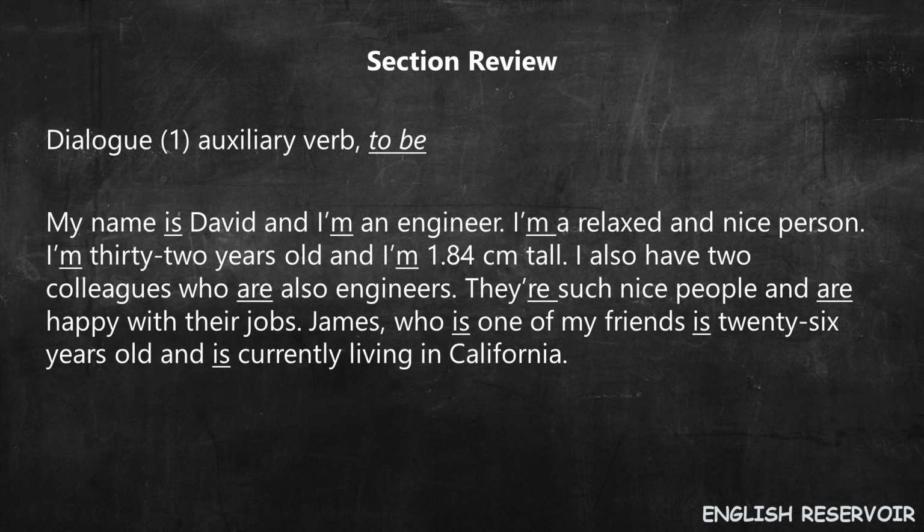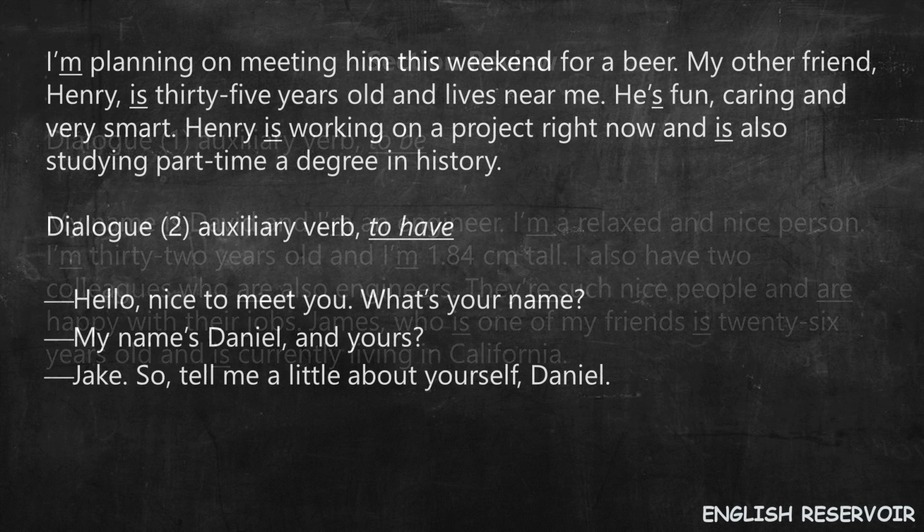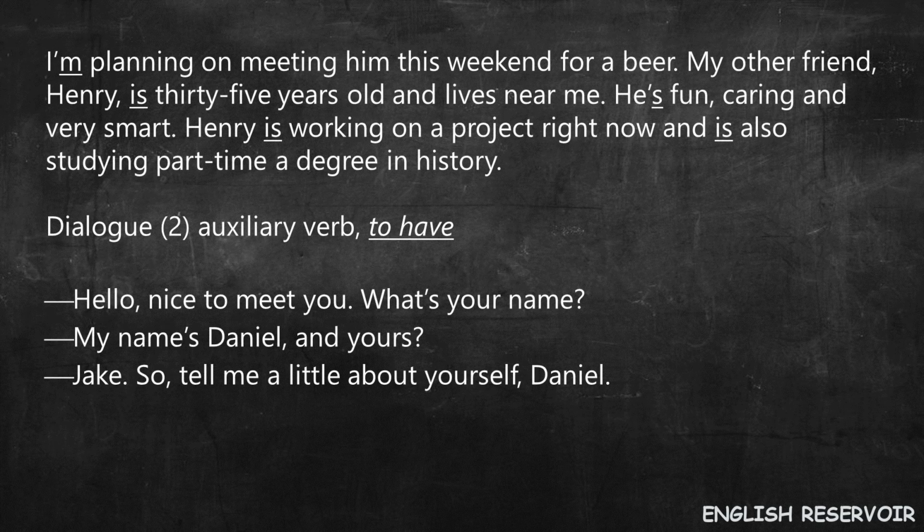James, who is one of my friends, is 26 years old and is currently living in California. I'm planning on meeting him this weekend for a beer. My other friend, Henry, is 35 years old and lives near me. He's fun, caring, and very smart. Henry is working on a project right now and is also studying part-time a degree in history.